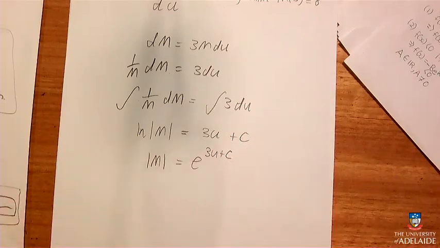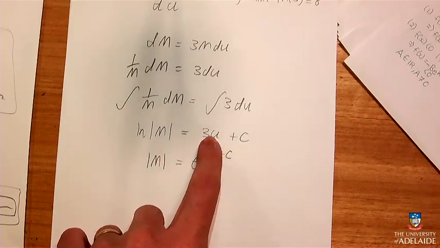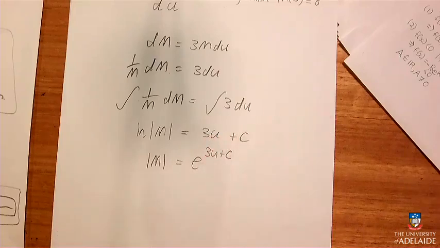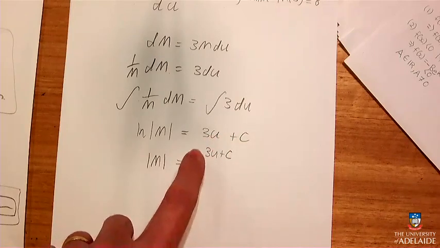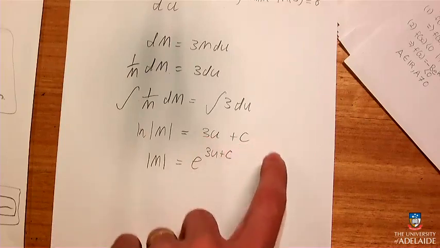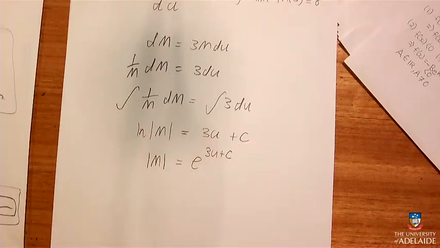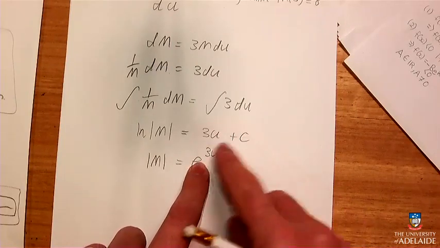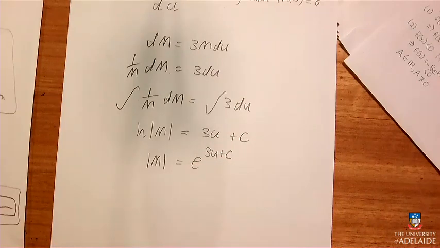And this is a very important point here. Whenever you do an operation on both sides, you have to do it to the thing as a whole. So I can't do e to the 3u and just leave the plus c on the end. And I can't do e to the 3u plus e to the c. That's not how e to the power of works. You have to do e to the power of this and then decide what to do.